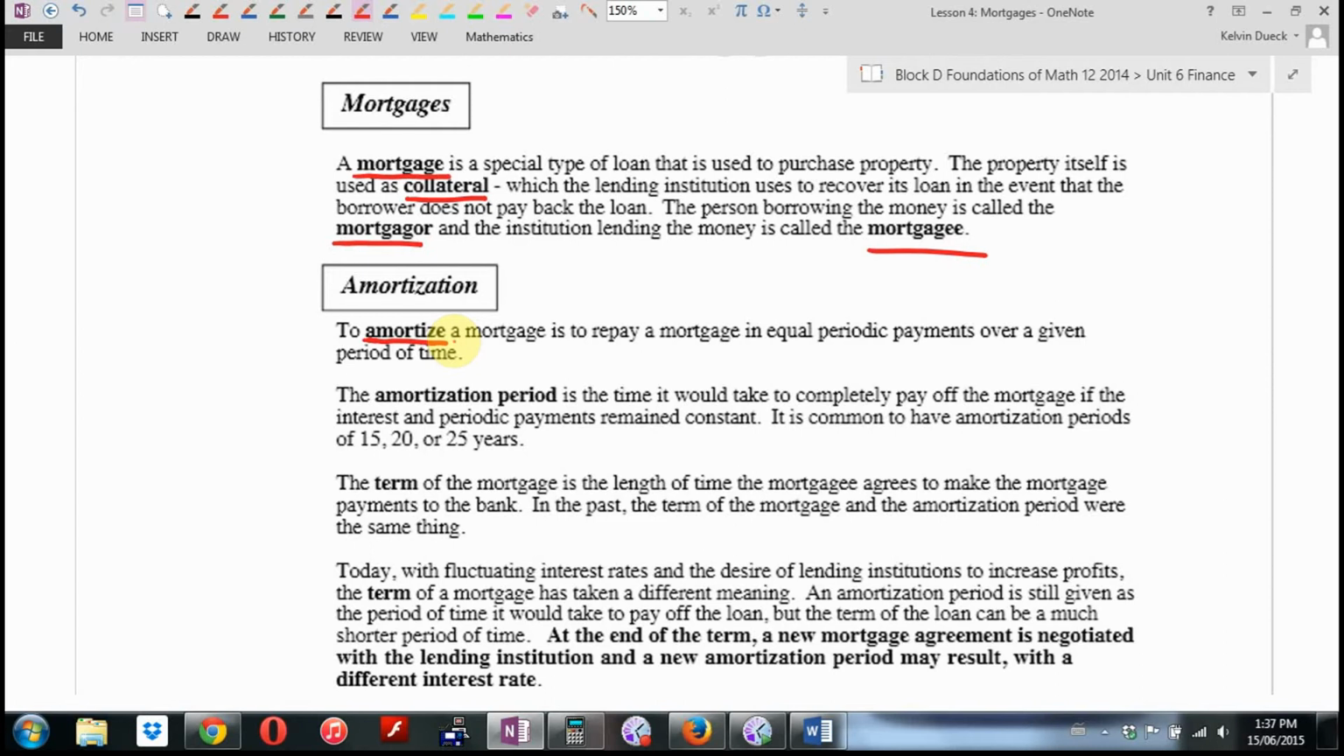time. Most of you are going to buy a house, and your house is going to be $250,000, $300,000, $400,000. It's going to be a chunk of change, and most of you will not have that cash sitting around. So what you will do is tell the bank, I'll pay this off over 25 years. You will amortize it. You'll pay it off in equal payments. The amortization period is the time it would take to completely pay off the mortgage, if the interest and the periodic payments remained constant. Common periods are 15, 20 years, 25 years is the most common one, unless you're making enough coin that you can pay it off sooner.